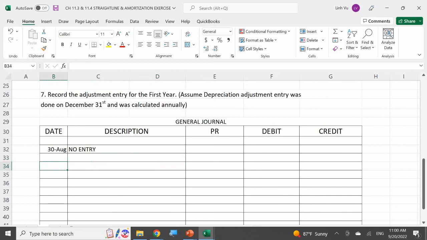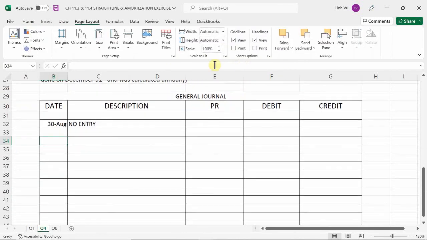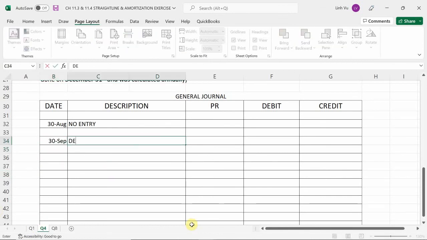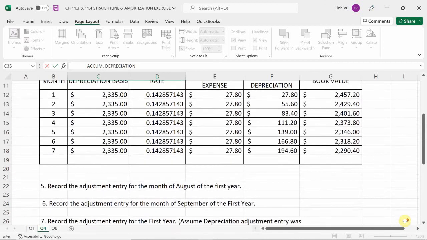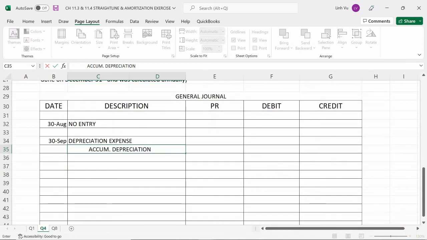So in this case, the second question says now go ahead and do the entry for the month of September of the first year. So it would be depreciation expense. Good. And accumulated depreciation. No, expense. Okay. For how much this time? For the first month. $27.80.